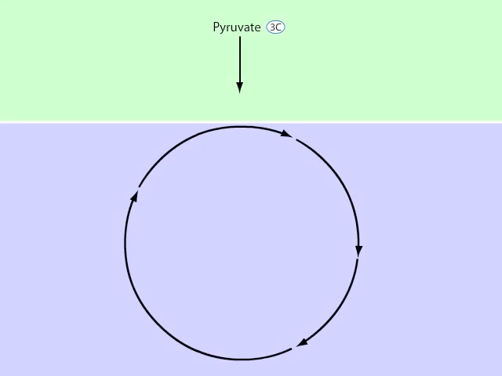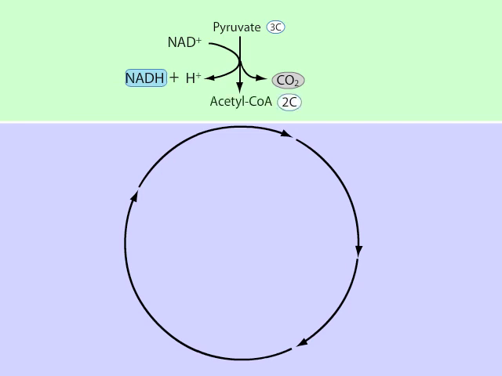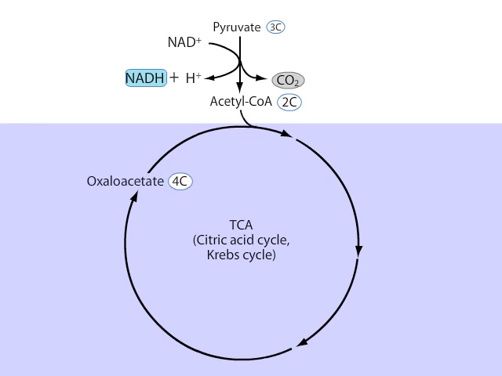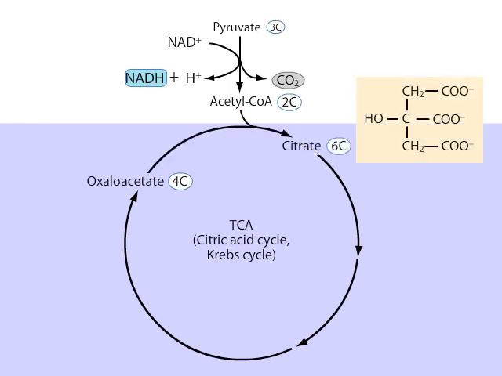Completely oxidized by two additional pathways. In the first, catalyzed by the pyruvate dehydrogenase complex, pyruvate is stripped of a carbon, in the form of carbon dioxide, oxidized by NAD+, forming the energy carrier NADH, and combined with a molecule called coenzyme A, forming acetyl-CoA. In the next pathway, called the TCA cycle, acetyl-CoA combines with a 4-carbon molecule called oxaloacetate to generate a 6-carbon molecule called citrate, or citric acid.